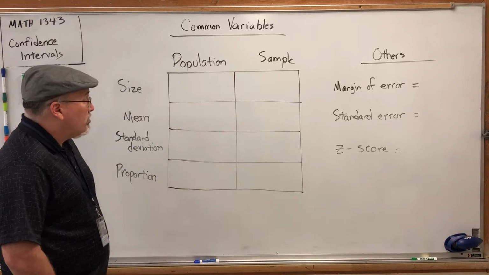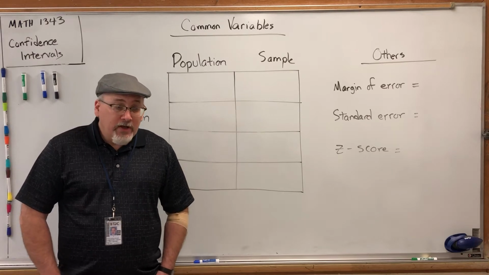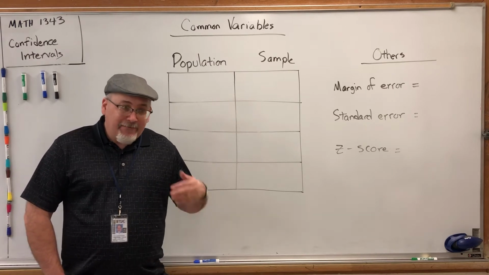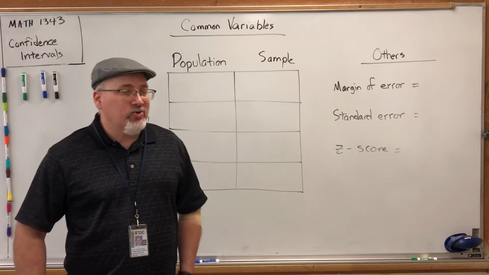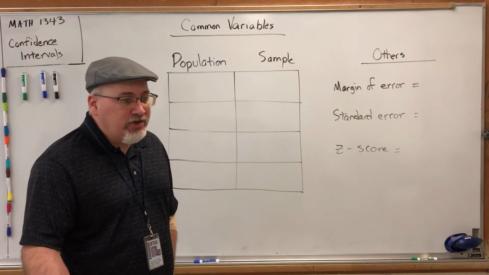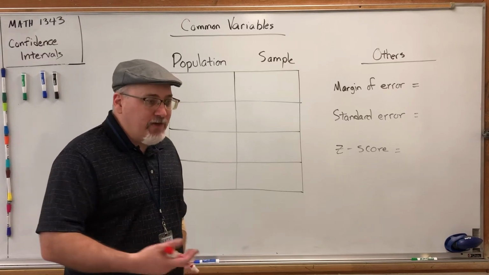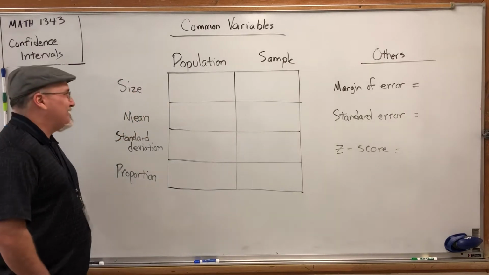First things first, anytime you're talking about a population versus a sample, there is almost always a different variable for the same measurement. That's because of the nature of inferential statistics. If we're going to use a sample measurement to do something about a population measurement, we should represent them with different variables. Let's start with the size.